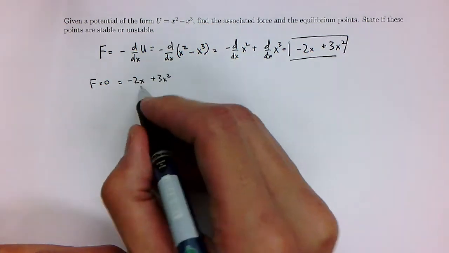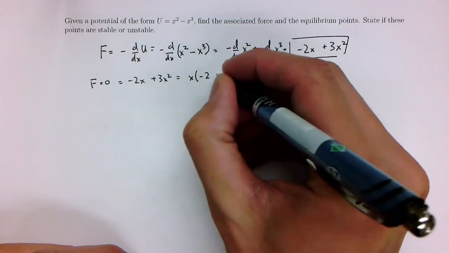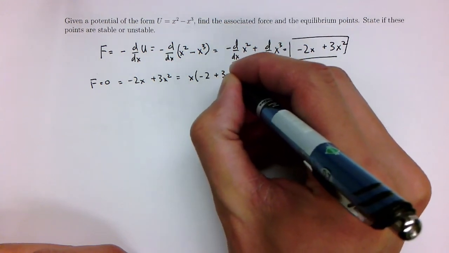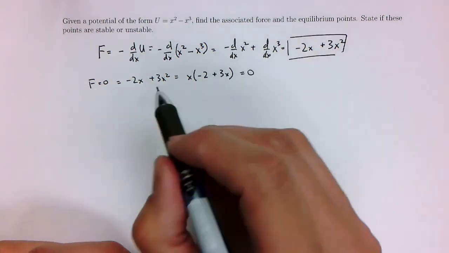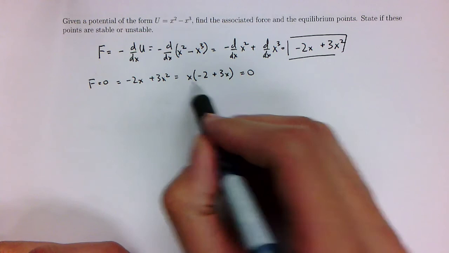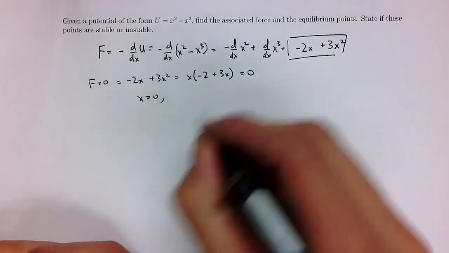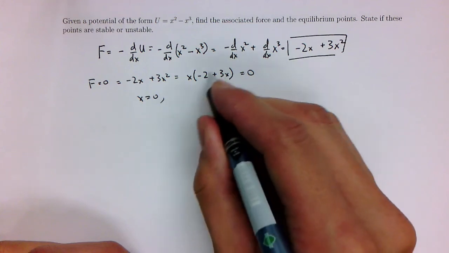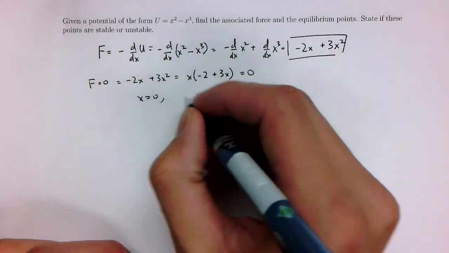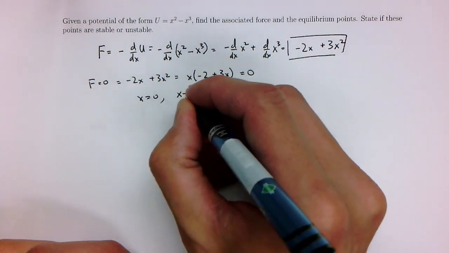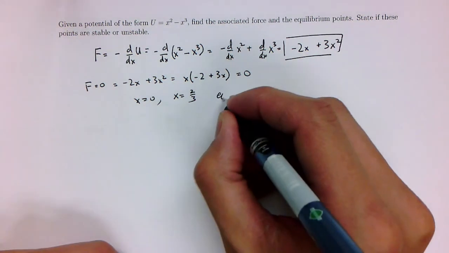Let's factor this thing. There's one x out of this thing. It's going to be x times minus 2 plus 3x, and this entire thing is equal to 0. So there's only a few points that this could be. One is that x is equal to 0, and so basically we have x equals 0. And the second point is if this inner term is equal to 0, which is true if x is equal to 2/3, right? So these are the two equilibrium points that we have to think about.